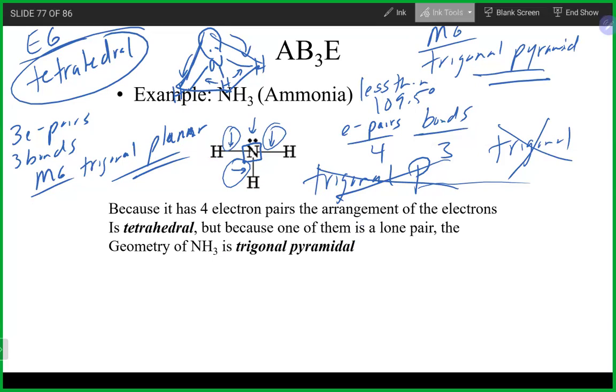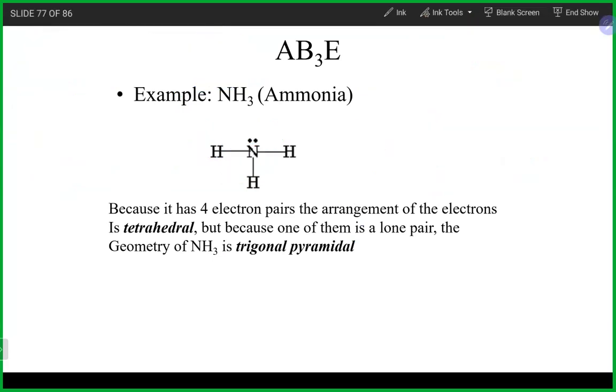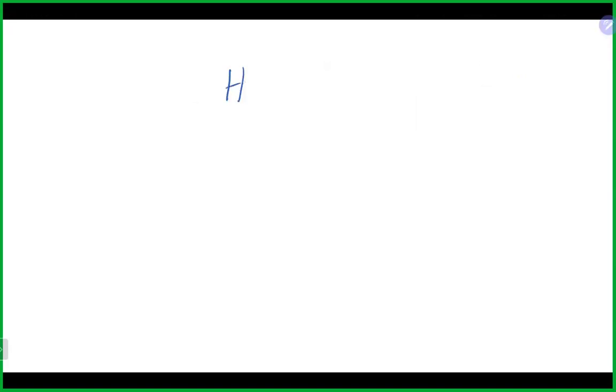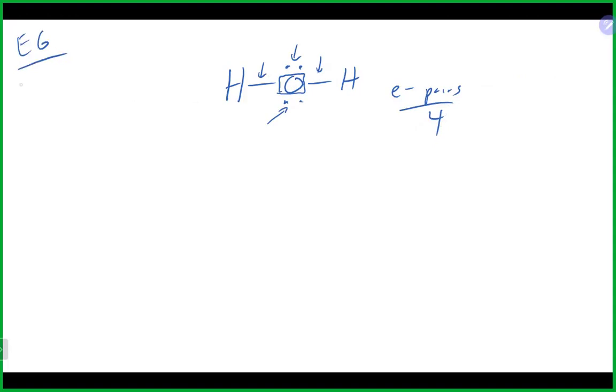The last geometry that you'll be responsible for is basically the one like we see in water. So if we draw water, it looks like this. And when we look at the central atom, it has 1 electron pair, 2 electron pairs, 3 electron pairs, 4 electron pairs. Again, something with 4 electron pairs, the electron pair geometry is also still known as tetrahedral.